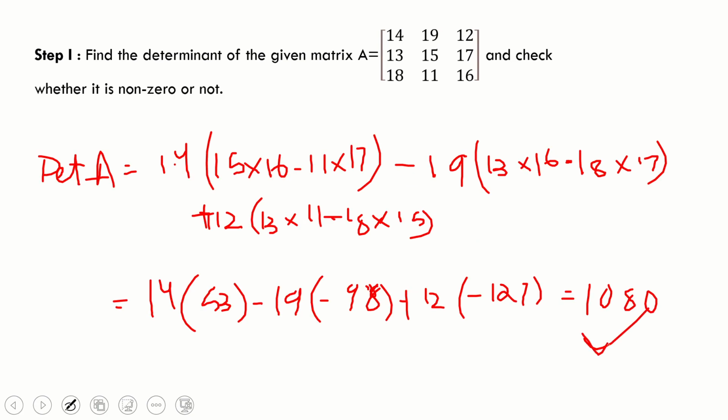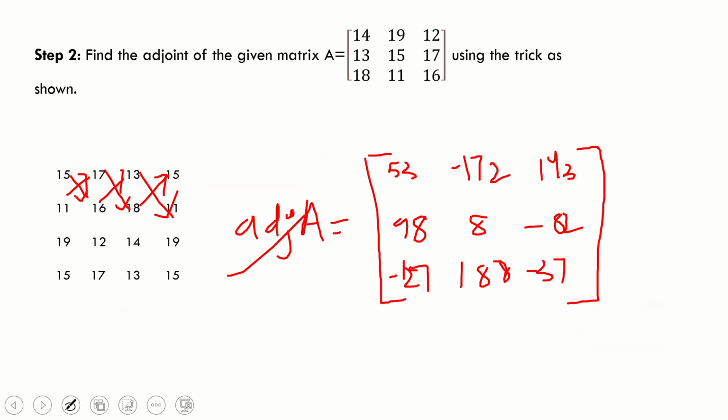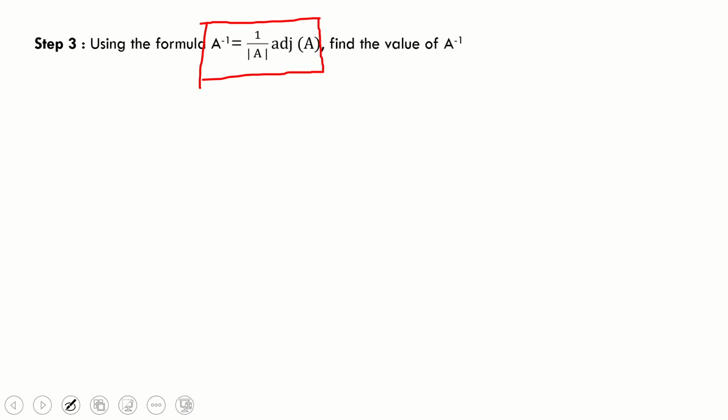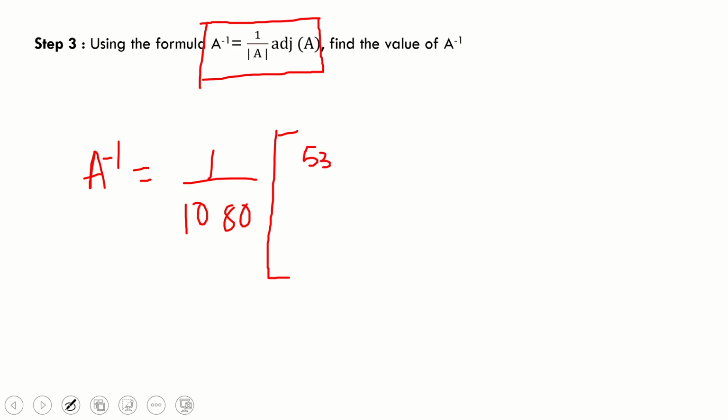This is our determinant, right? Okay. Now we know all the values. We can put the values here. Now we got A inverse is equal to 1 upon 1080 times, it will be coming 53, minus 172, 143, and 98.